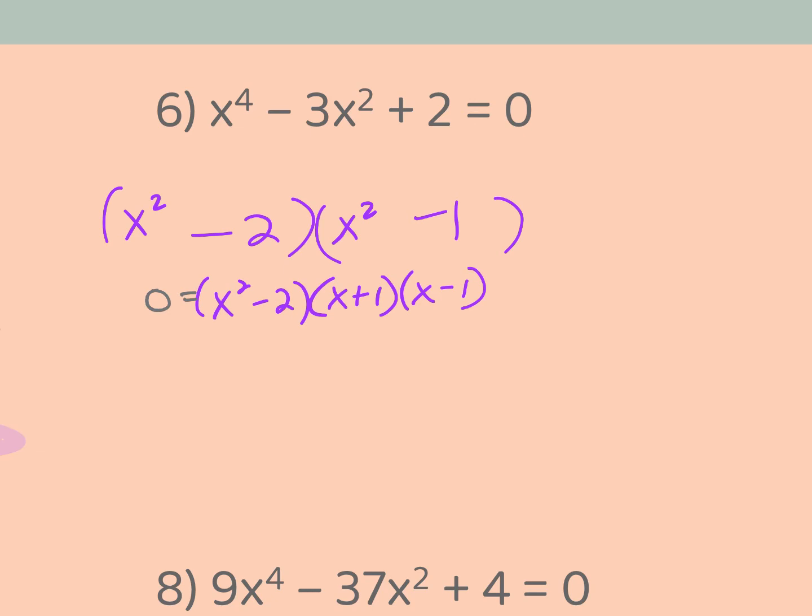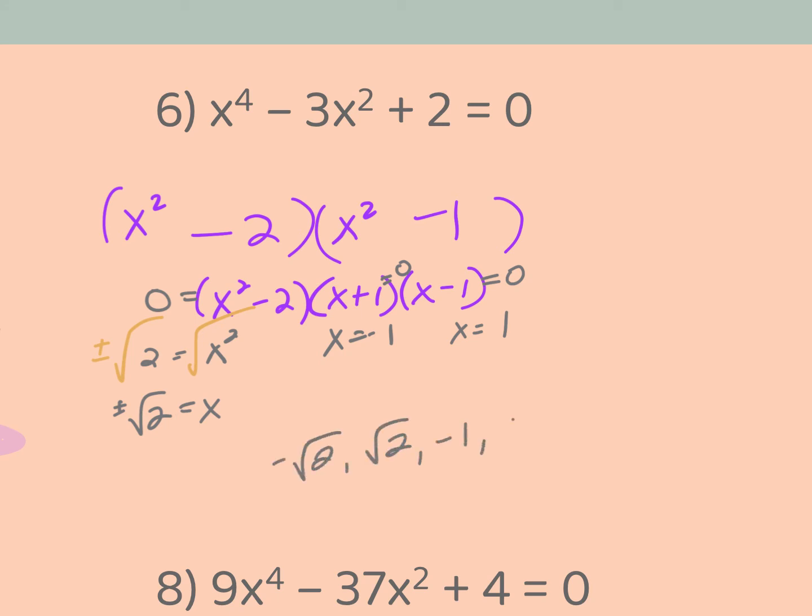This one I cannot factor, so x squared minus 2 equals 0, x minus 1 equals 0, and x plus 1 equals 0. So here I get x squared equals 2, square root both sides of my equation, putting the plus and minus there. X equals plus and minus square root 2. X would equal negative 1, and x would equal positive 1. So negative square root 2, positive square root 2, negative 1, and 1.